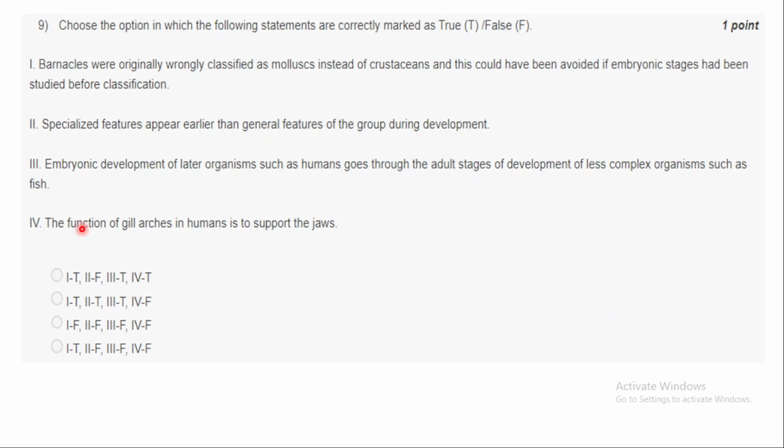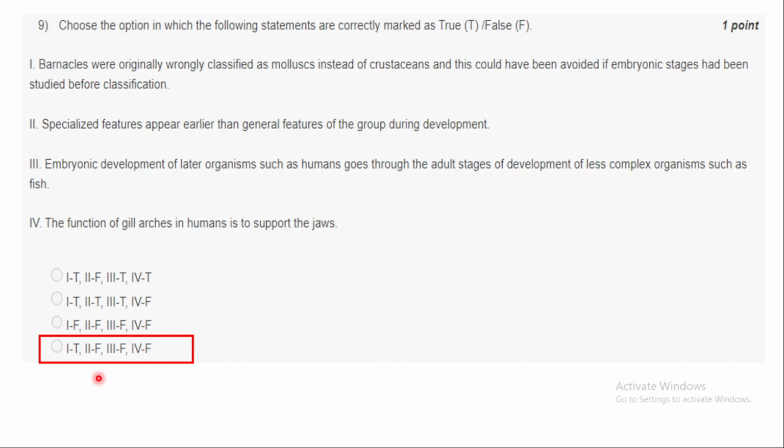Great. Sri Harini and Kitty have also answered option 1. Let us see which is the correct answer. Correct answer is option 4. The first statement is true and the rest of the statements are false. The correct answer is option 4.